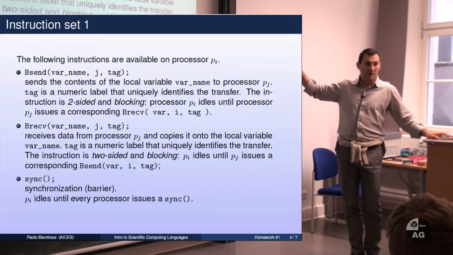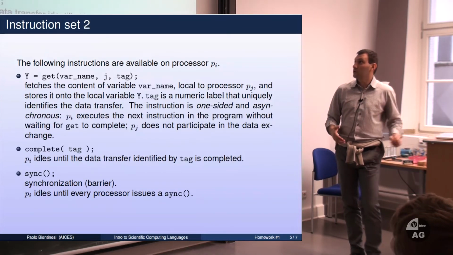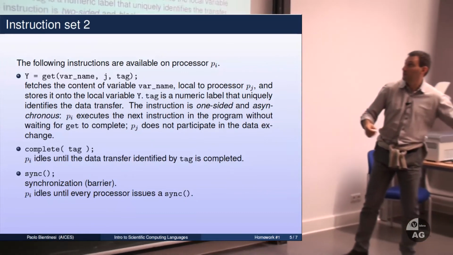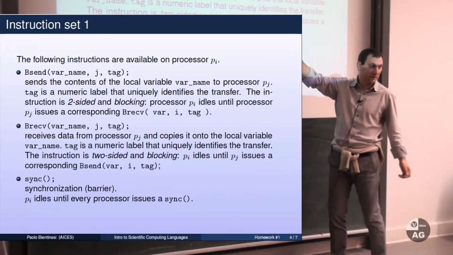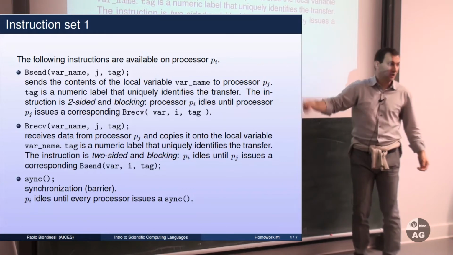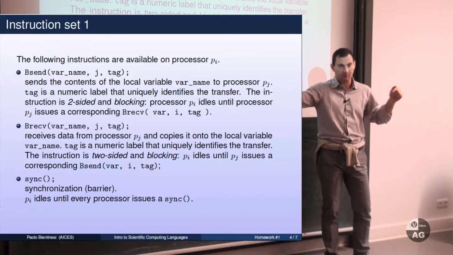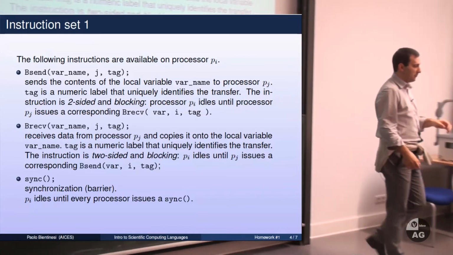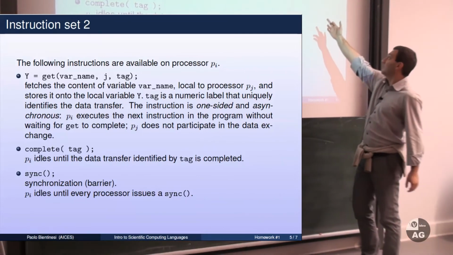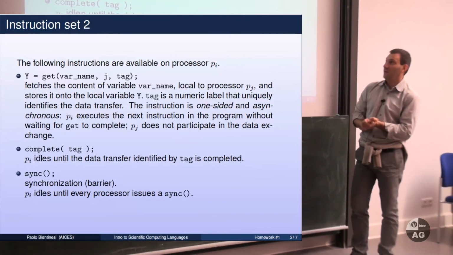Okay, if you guys are clear with this, the second part is much more challenging. We go to instruction set number 2. So instruction set number 1, remember, was two-sided. So send and receive, they have to be posted. And blocking. Once you post the send, you wait until the receive is posted and vice versa. And now we go on the other end of the spectrum, and we go into one-sided and asynchronous communications. So we have a get.